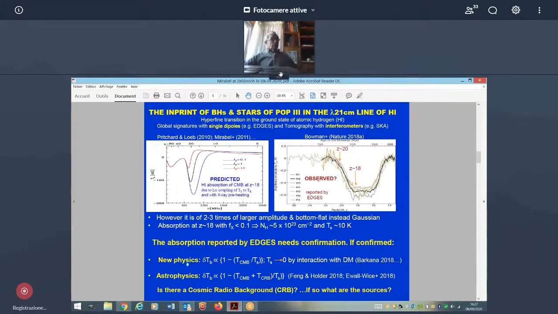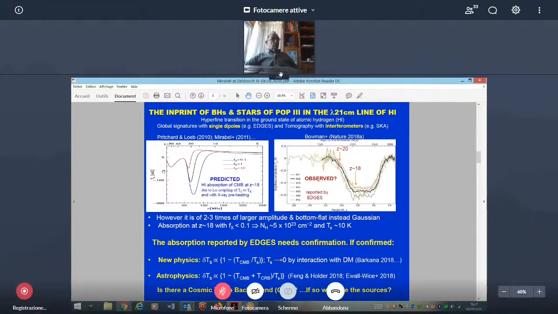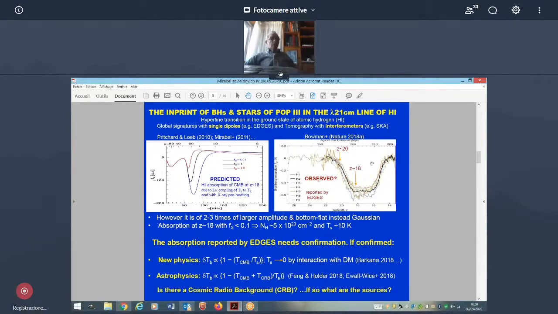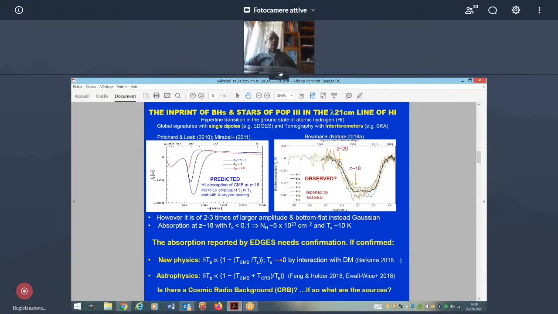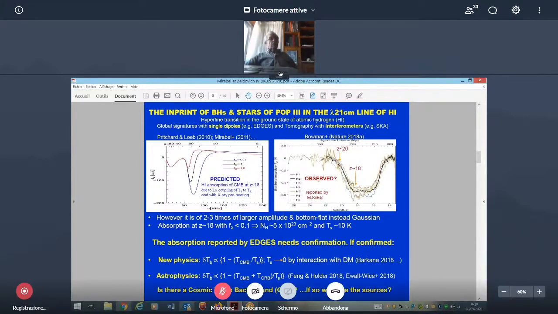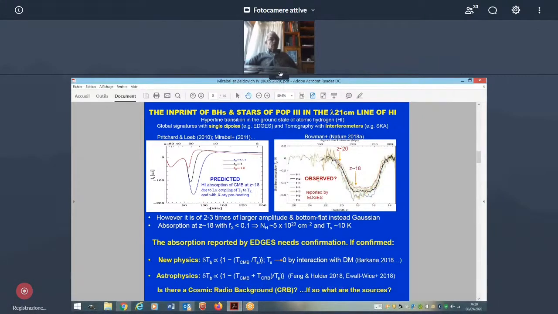Many, many articles claiming new physics, but the simple astrophysical interpretation is that there could be a cosmic radio background in addition to the cosmic microwave background that will enhance, boost the absorption by a factor of 2 or 3. Of course, this tentative detection by EDGES needs confirmation. And there have been many questions about this. It has been proposed that there are many caveats to believe that this is true. Well, that might be the case.